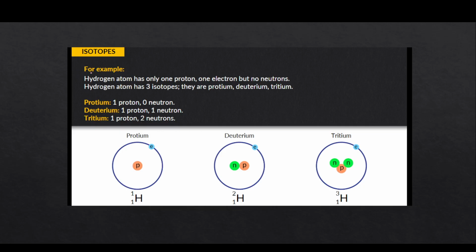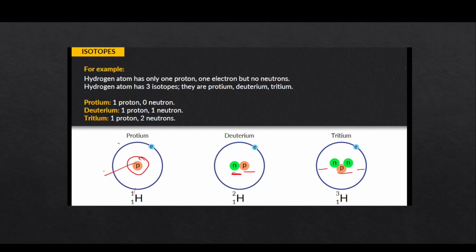For example, if we take the hydrogen atom, it has three isotopes: protium, deuterium, and tritium. So all of them have one proton. If you see, they have one proton here, one proton, one. What is different? There is no neutron, there is one neutron, there are two neutrons. So what is the difference between all of them? The number of neutrons is different, right?